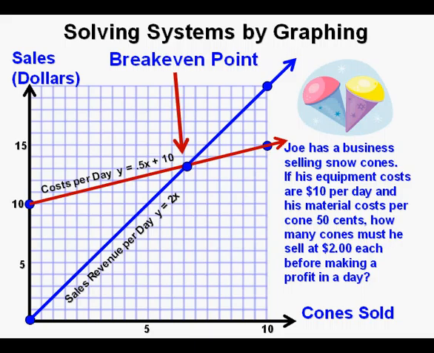It looks to be about 7 cones sold before earning a profit, and that would be about $13 in sales in a day. So we'll call this point the coordinate (7, 13). If you ever have a business, this is the number you are highly interested in. This is a real-world application of using systems of equations.